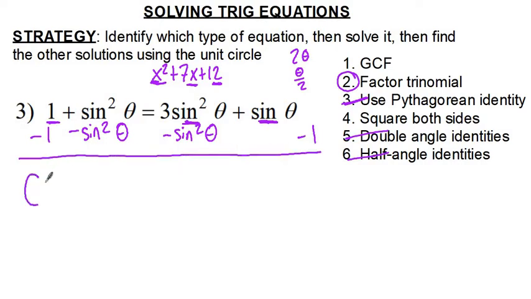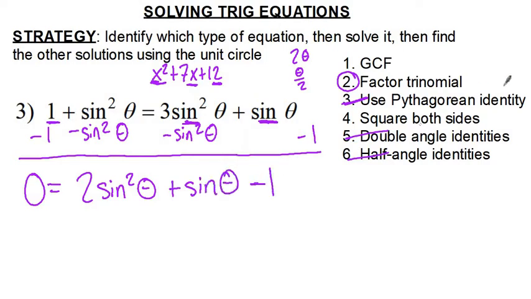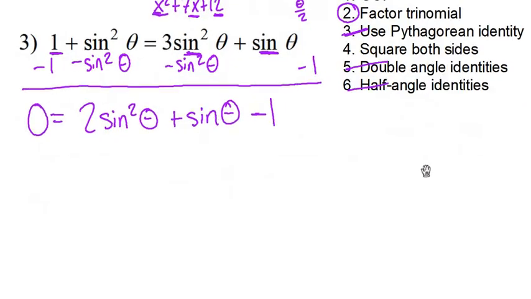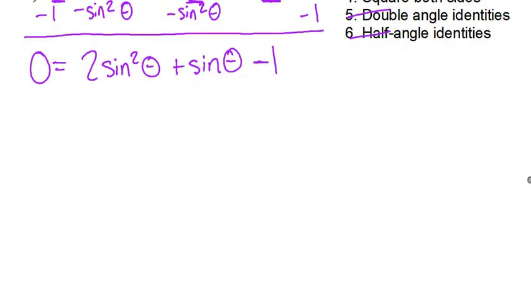So when we do that, we have 0 is equal to 3 sine squared minus sine squared would be 2 sine squared. Okay, then we have that plus sine that's still there. And now we have that minus 1. So now this does actually look like a trinomial. And if you ever get confused by having trinomials mixed in with trig functions, here's how you can get around that. You could just factor this like it was variables.